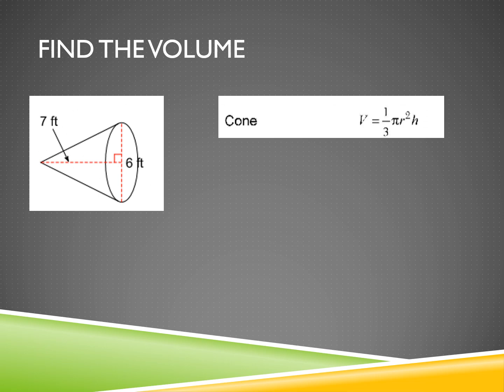So this is a cone. We have 1/3 pi r squared h. With a cone, be careful because they could give you the slant height. In this case, they did not. They gave you that straight up and down perpendicular height, which is the one that we want.